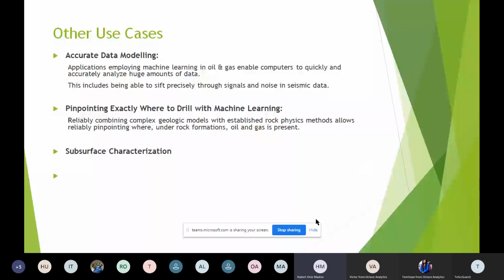And also, on one of your slides, the final slide where we talked about the other use cases, you pointed out where exactly to drill, which was something I've been very interested in, because the oil industry is one that has a whole lot of issues when it comes to losses. That's the slide that talks about drilling, pinpointing exactly where to drill.